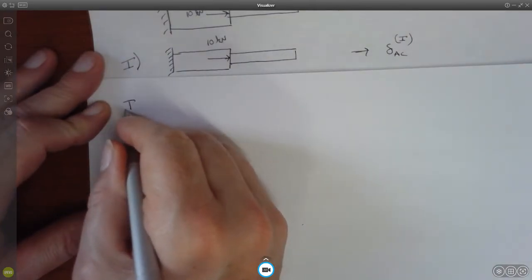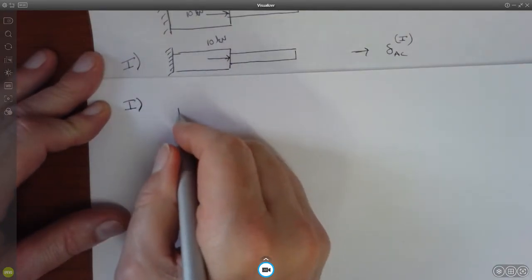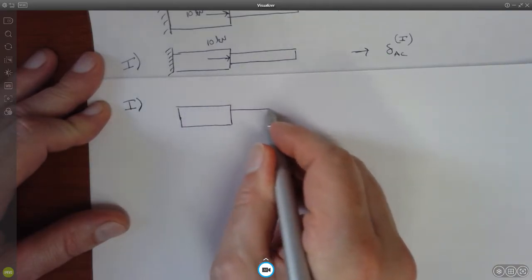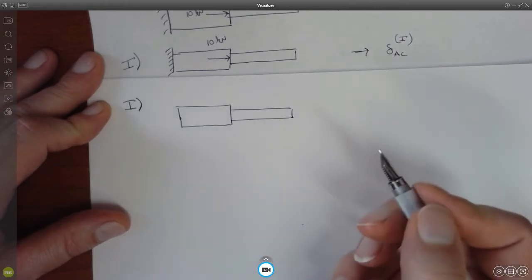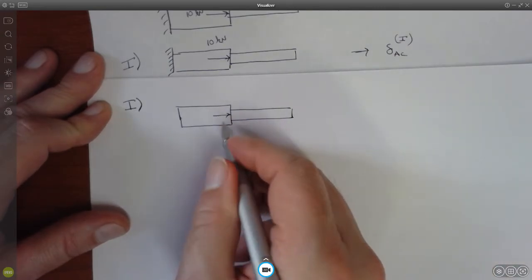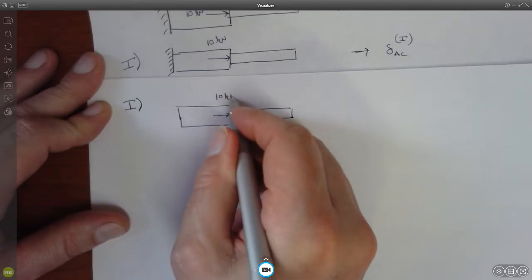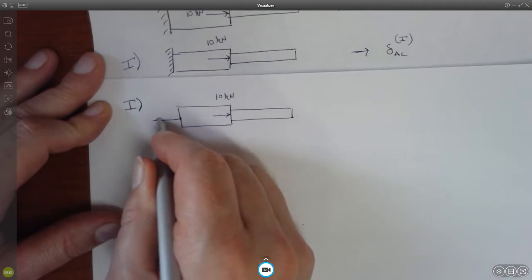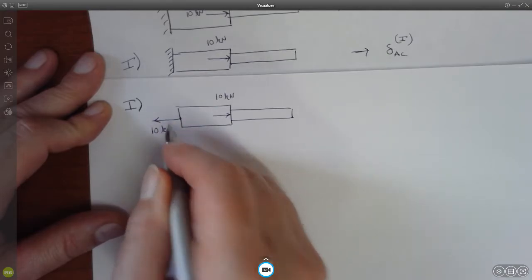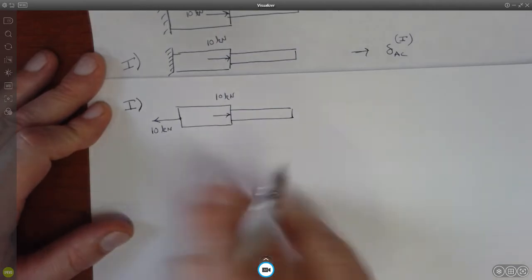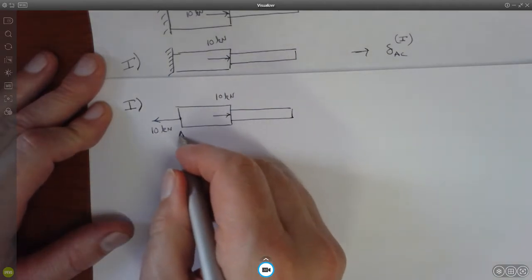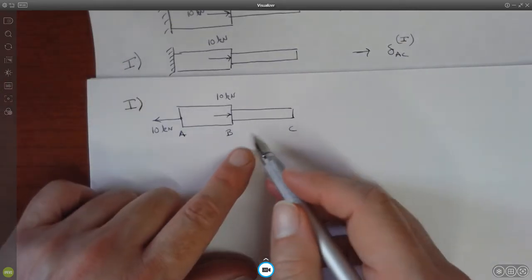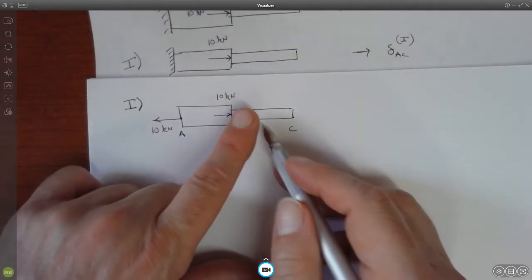So if we look at case 1, it's something that looks like this. This is a pretty simple problem because I have the 10 kilonewtons acting this way, and that means I have a reaction force on this side of 10 kilonewtons, okay? The only elongation is going to be the elongation between section AB. There is no elongation between BC because there's no loading in here.